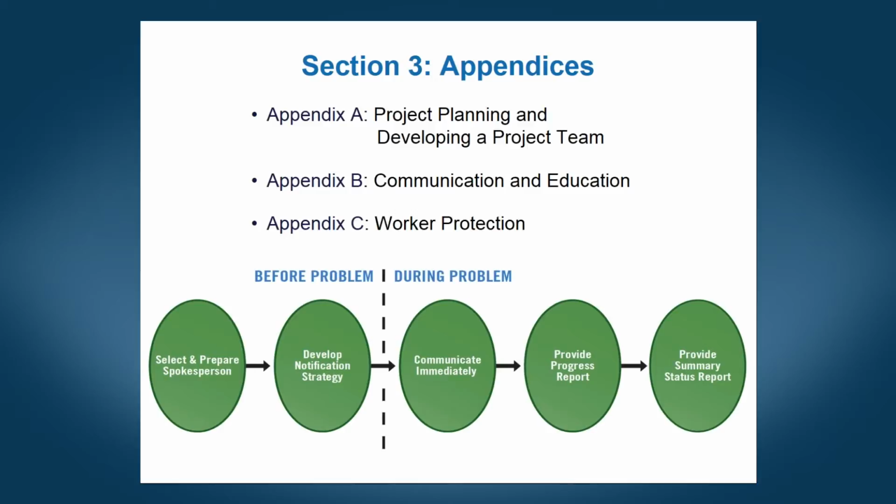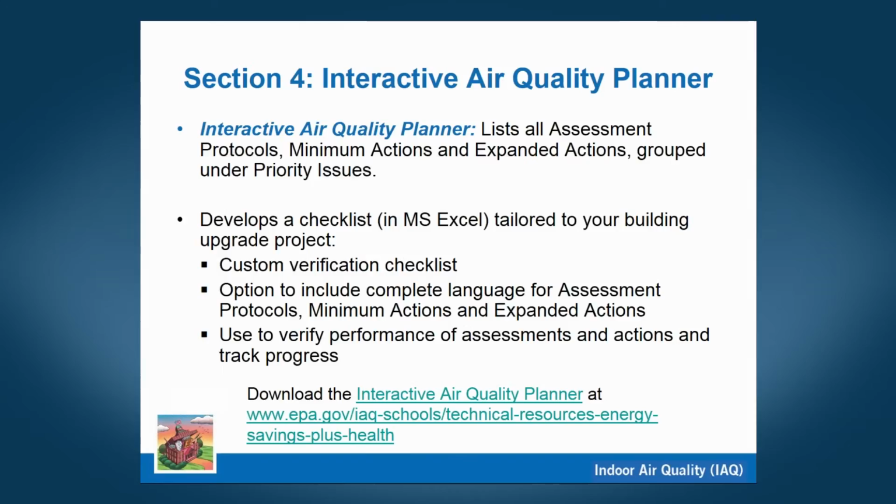So I would strongly recommend that you pay a lot of attention to initial planning, because in the long run, it could save you a lot of money and a lot of headache. Appendix B is about communication and education, and the graphic that you see at the bottom is showing you the stages of what you should do before and after an issue is found.